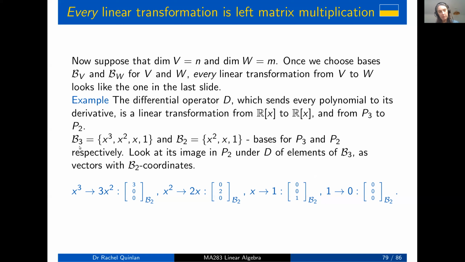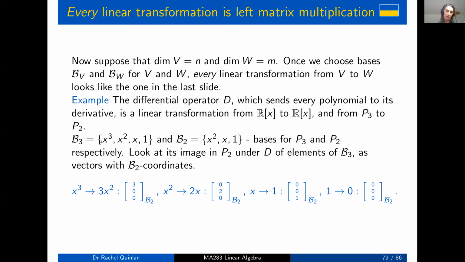It's a mapping from a 4-dimensional space. P3 has dimension 4. Its elements have a constant term, an x term, an x squared term, and an x cubed term, which are all independent. P2, the space of at most quadratic polynomials, has dimension 3. Its elements have a constant term, a linear term, and a quadratic term. So x cubed, x squared, x, and 1, which we'll call B3, and x squared, x, 1, which we'll call B2, are respectively bases for the spaces P3 and P2.